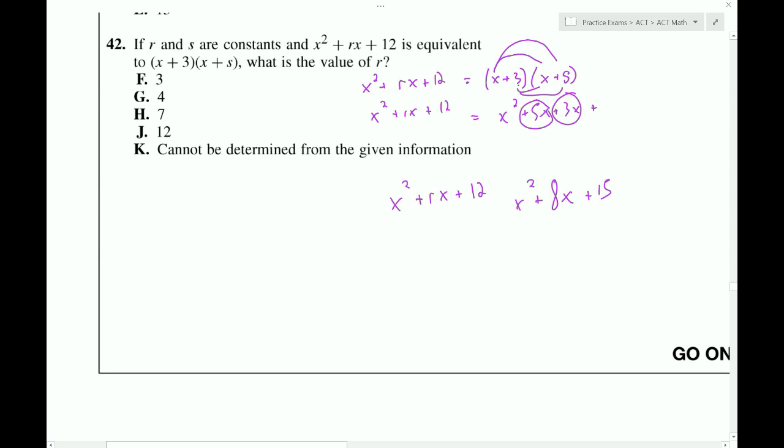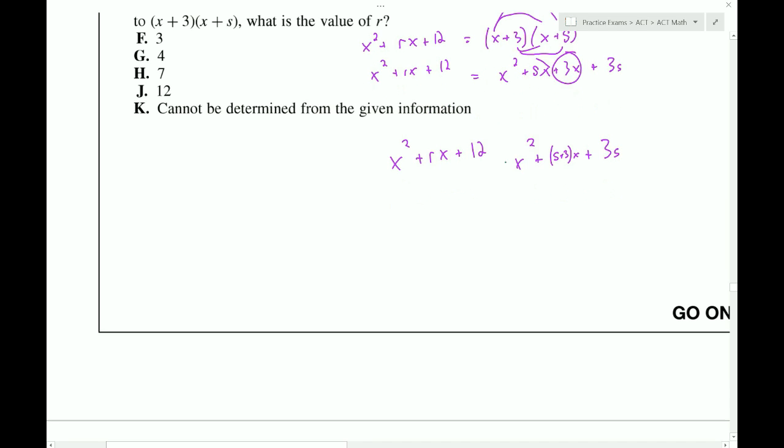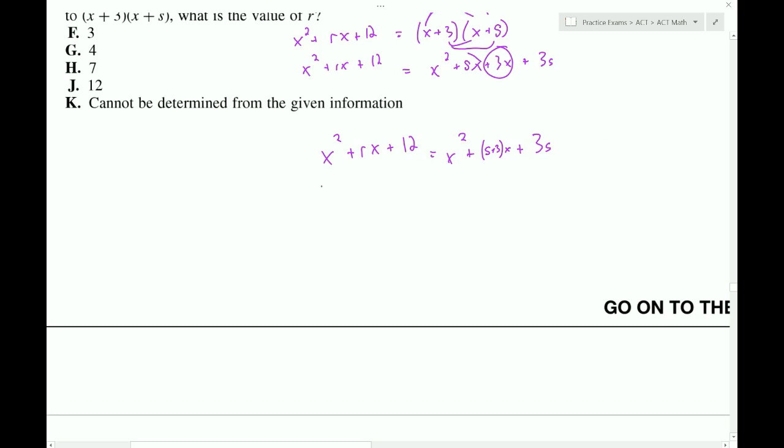So x squared plus, instead of 5, this should be sx, right? So this is not an 8. This is s plus 3. S plus 3 is the coefficient in front of our x. And then this is 3s, not 15. 3s, okay. So now we subtract x squared on both sides, and that's just going to cancel. Okay. So now we can set our coefficients equal on both sides.